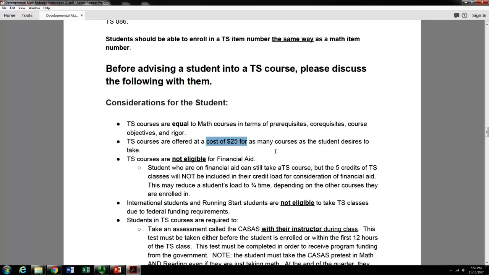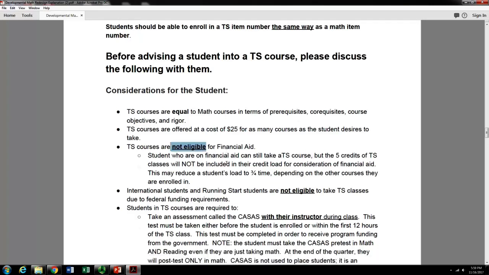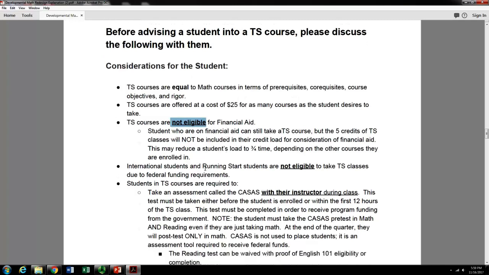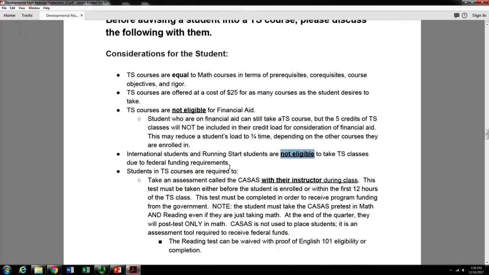And if a student were to take, let's say, TS 97 and TS 76, they'd get those 2 classes for the same one-time fee of $25. So that is a fee. It's not a tuition. So again, TS courses are not eligible for financial aid, so a student needs to remember that. Also, if a student is a Running Start student or if a student is an international student, they are not eligible for TS classes. So please make sure that you ask them if they are a Running Start or international student.